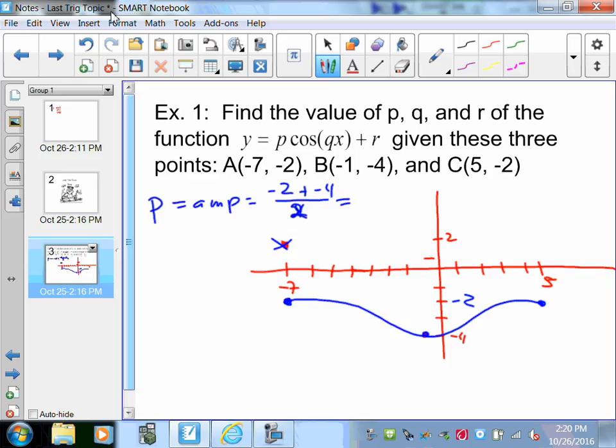Wait a minute. Because we know the high part is -2. No, you're right. We agree that it's going through -3, right? So the answer for the amplitude is 1, because the difference between 3 and 2, sorry, is just 1.